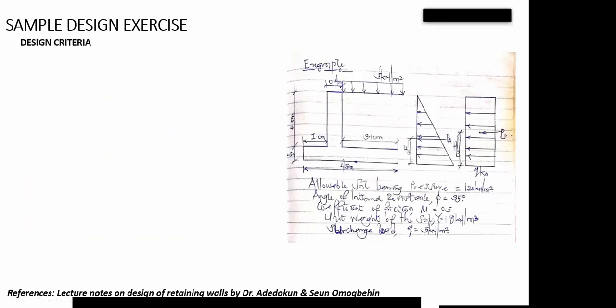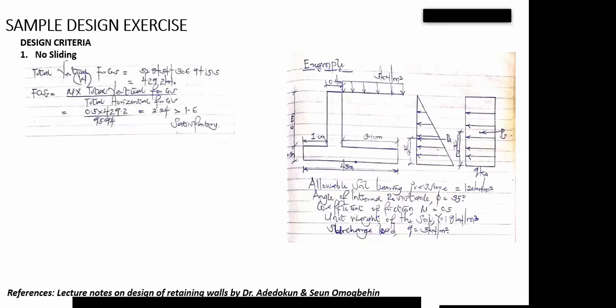So let's now move to the 4 basic design criteria. You have your no sliding as the first one. No sliding, of course, from the proof I showed you earlier, is always your coefficient of friction times your total vertical forces over your total horizontal forces.